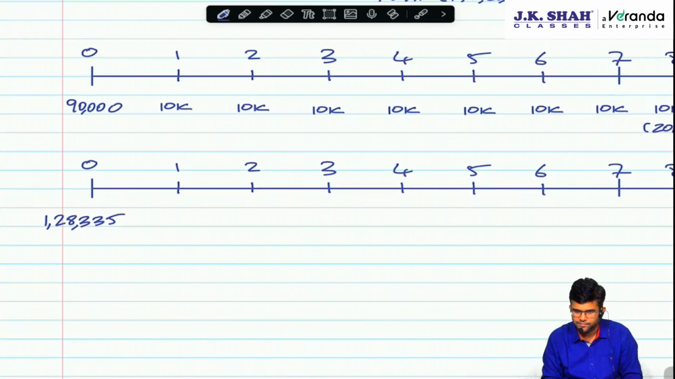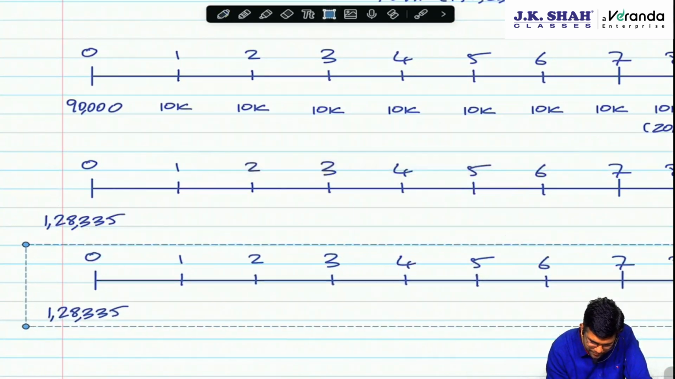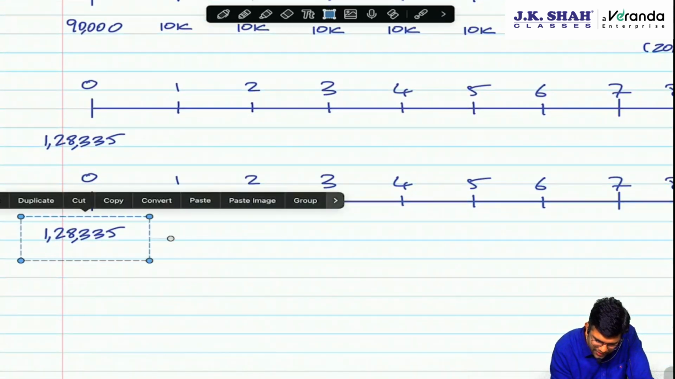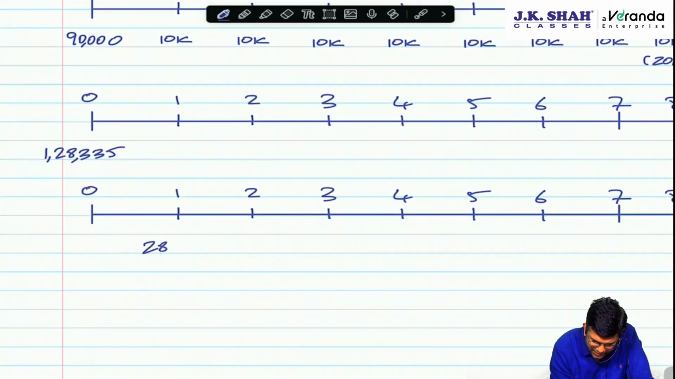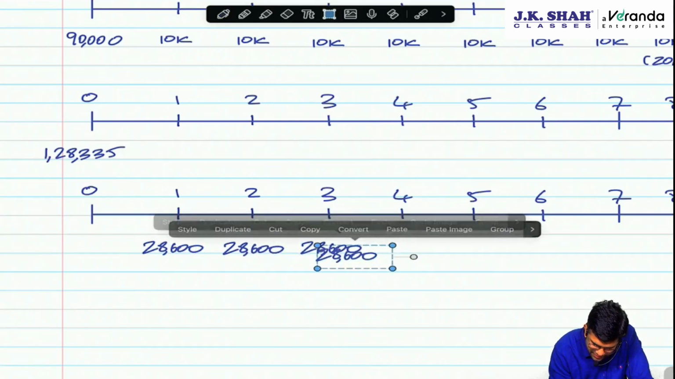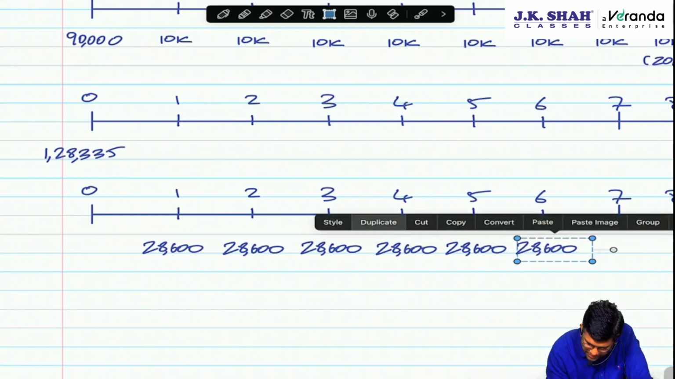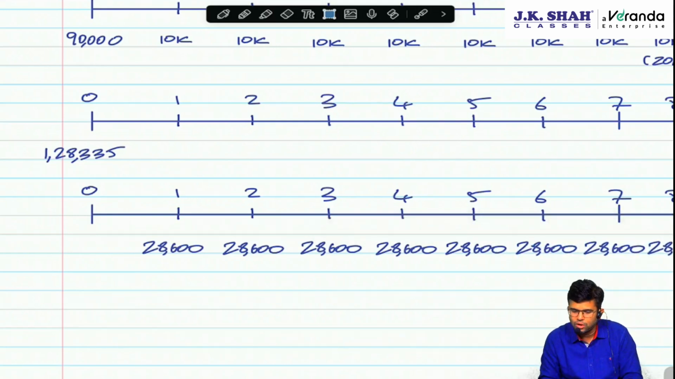Till here clear? Now I am duplicating this whole thing, and instead of 128,335 I am writing 28,600. It is the EAC, no? 28,600 every year, for all 8 years. You now understand what EAC actually means.